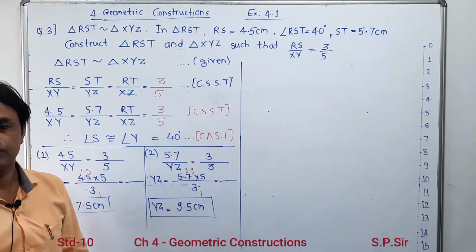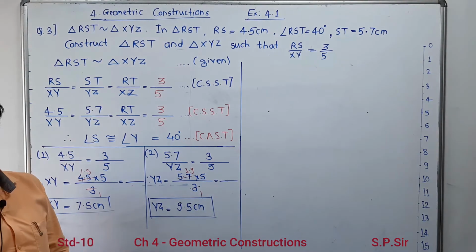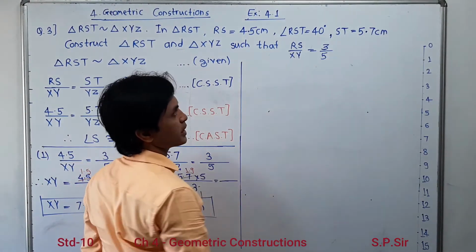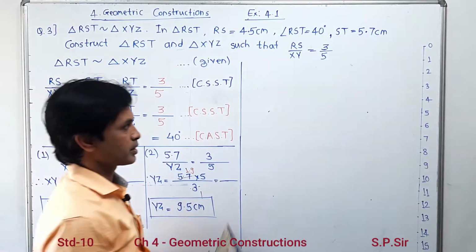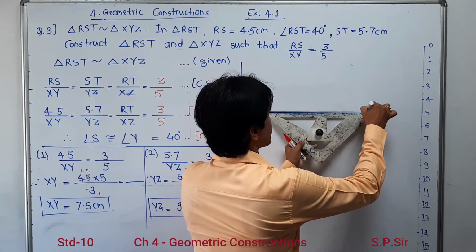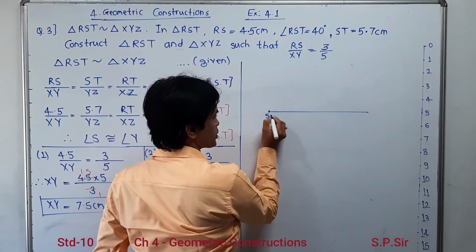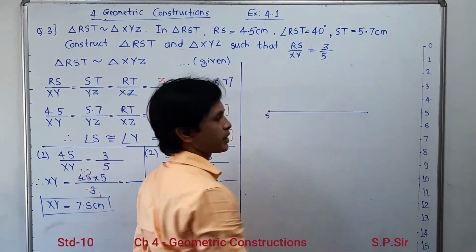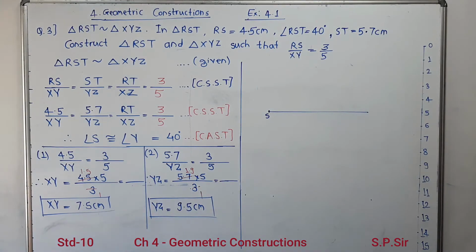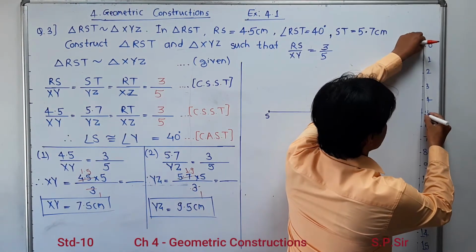Now we are moving to the diagram. First, the data for your diagram is RS is 4.5, angle RST is 40 degree, and ST is equal to 5.7. So first of all, I am going to draw a rough tentative base over here. In this case, ST is 5.7. So I am going to take first point S, and S to T, I have to take it as 5.7. So I am taking a distance over here, 5.7.